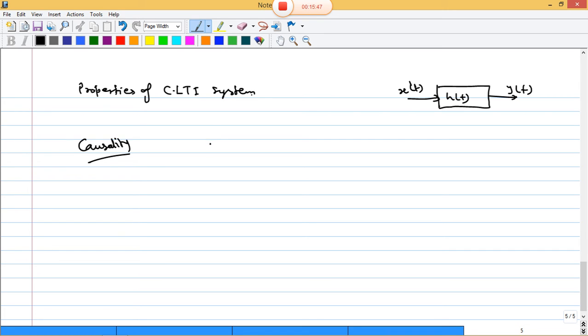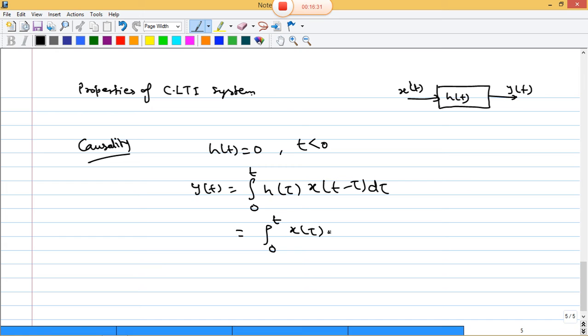Causality we have to check. So h(t) will be 0 for t less than 0. This is the condition for causality. Why? Because for t less than 0, h(t) will be 0. Now in this case y(t) becomes integral from 0 to t of h(tau) x(t minus tau) d tau, or integral from 0 to t of x(tau) h(t minus tau) d tau. Is that clear?